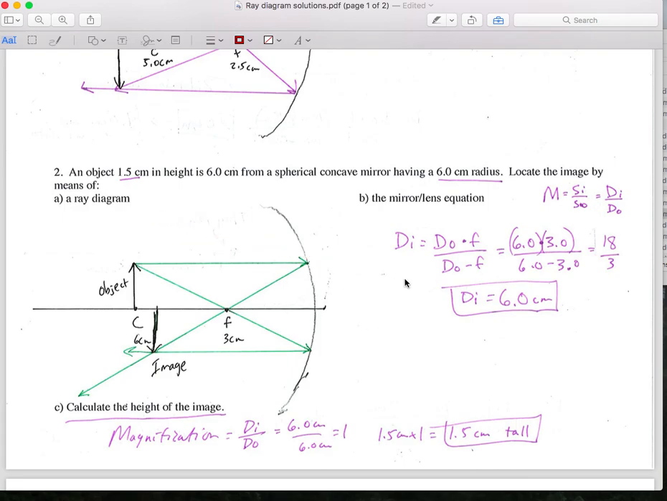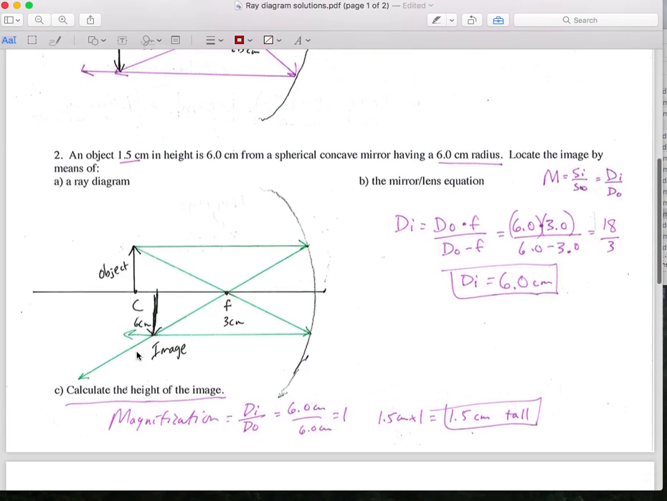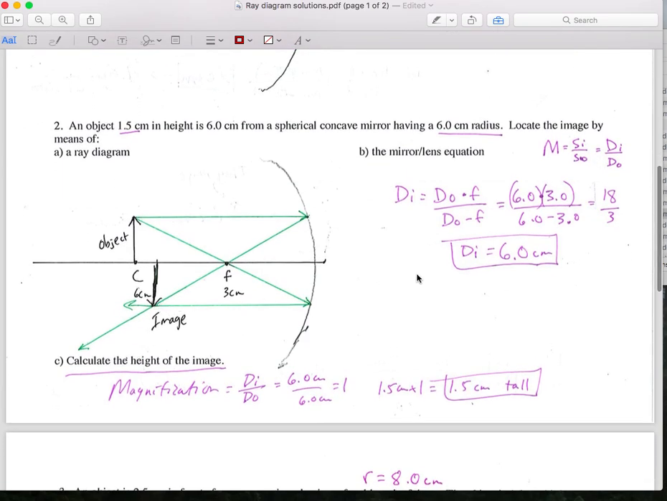At any rate, again, using the lens mirror equation, I find my image distance should be at 6 centimeters, which means, that's fantastic, that image should be the same distance away as the object. Obviously, my ray diagram wasn't perfect with that. It's asking you to find the height of the image, so the ratio of image distance to object distance is equal to the ratio of image height to object height, which lets us know our magnification. And that's 1, so the image height would also be the same size, so it's 1.5 centimeters tall.